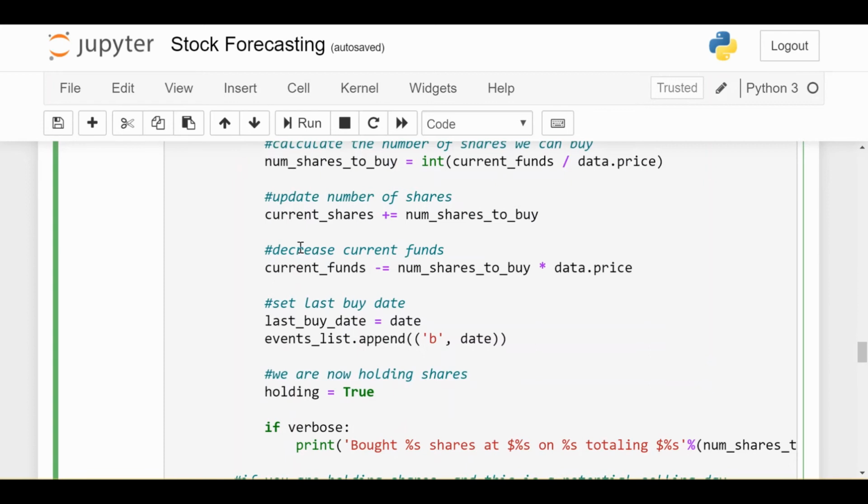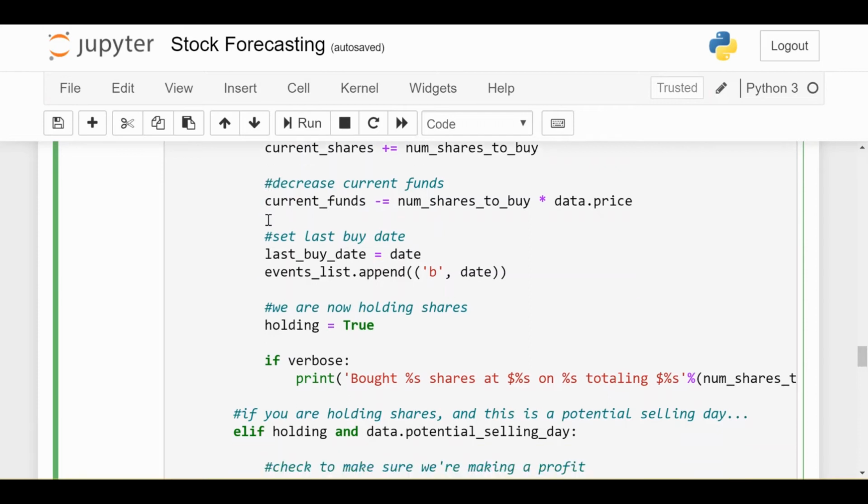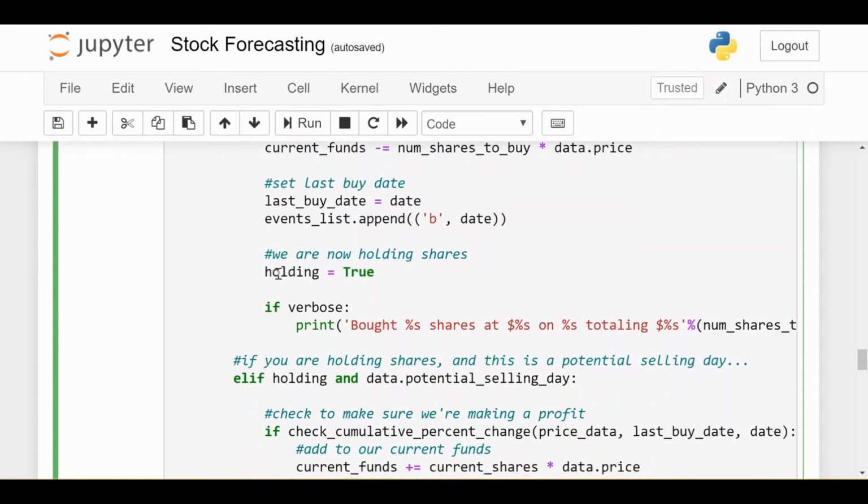We increment our number of shares by that amount. We decrease our current funds because we just made a purchase of stocks. And then we set our last buy date and append this event to the events list so we can do some plotting. And of course, holding will be equal to true because now we're currently holding.